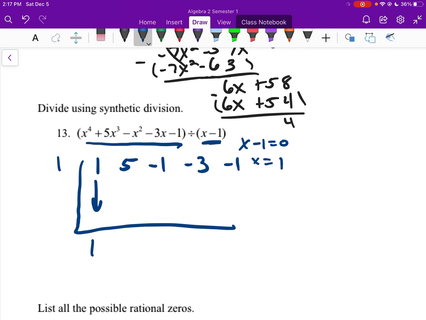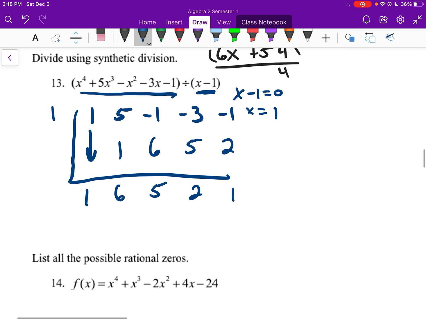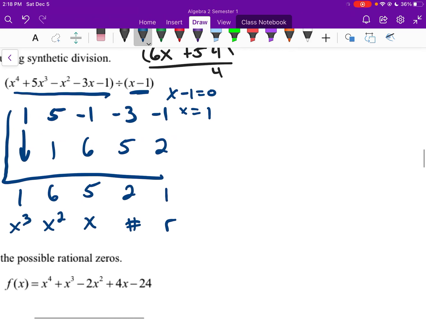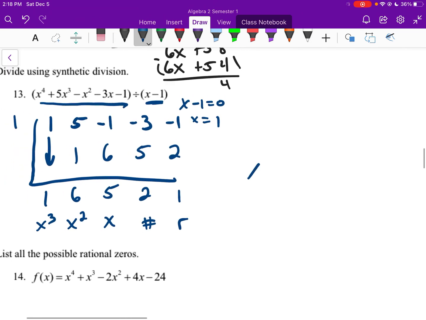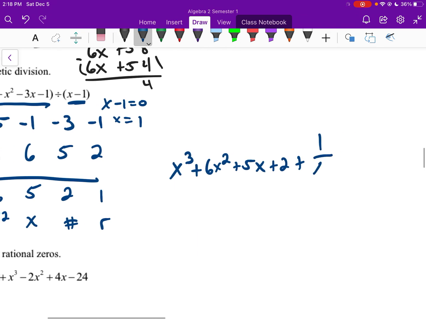Bring down that first term, multiply, add, multiply, add, multiply, add, multiply, add. Now remember, going across then, here's your remainder, constant, linear term, quadratic term, and your cubic term. So our answer in this case will be x cubed plus 6x squared plus 5x plus 2 plus 1 over the divisor, which was x minus 1.